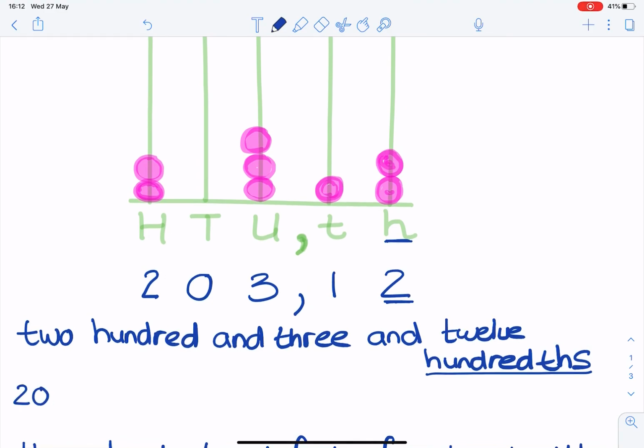It would be 200. There are no tens, but there are 3 units. Plus, now we can either write 1 tenth plus 2 hundredths, or we can write it as decimals. 0,1 plus 0,02.